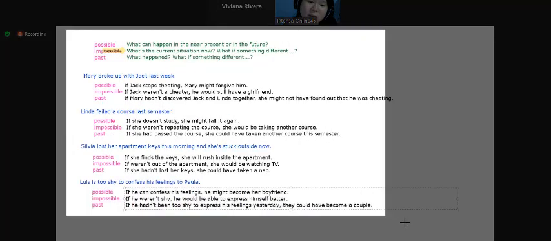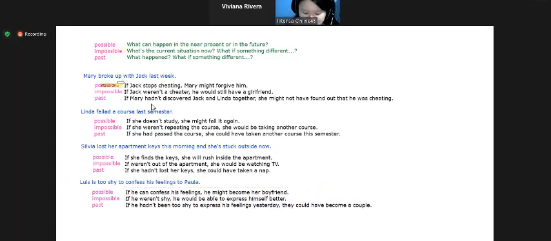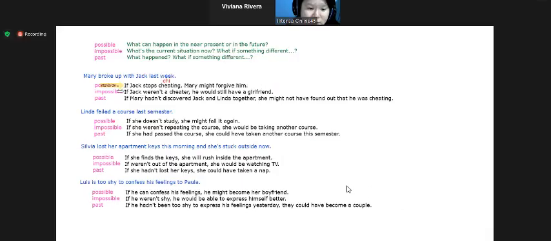Mary broke up with Jack last week. If Jack stopped cheating, Mary might forgive him. If Jack weren't a cheater, he would have a girlfriend. If Mary hadn't discovered Jack and Linda together, she might not have found out that he was cheating.